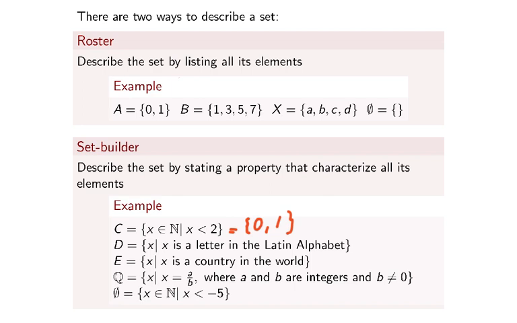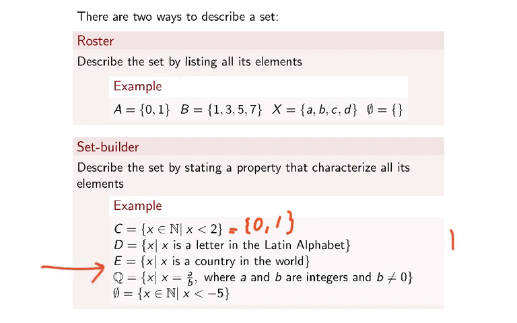In the second one, the set D is the set of x such that x is a letter in the Latin alphabet. So we can roster them by saying this is A, B, C, D, all the letters of the alphabet. The set E is the set of x such that x is a country in the world. So we can picture what are all the elements even if they are not described one by one, so we can know exactly what is in this set E.